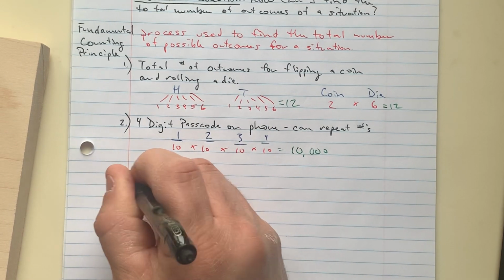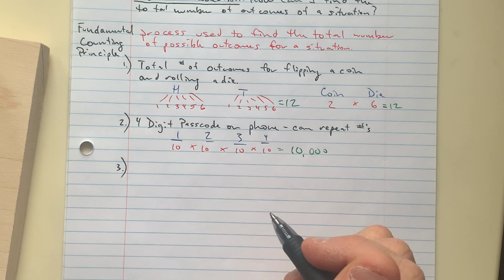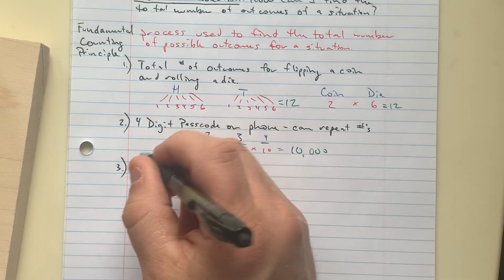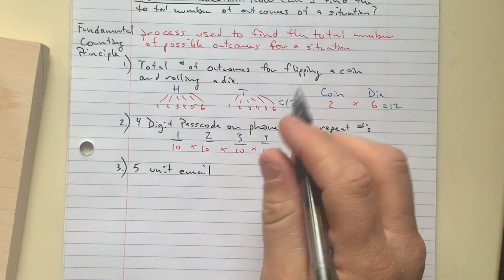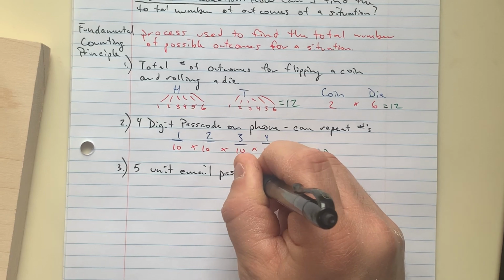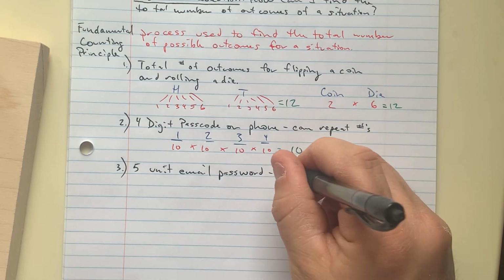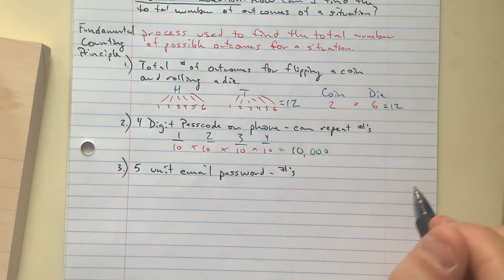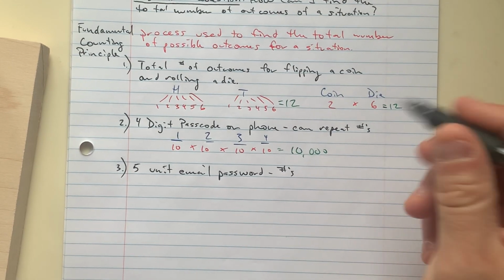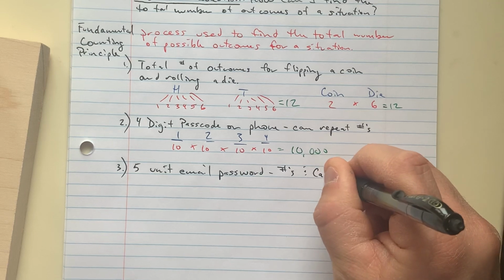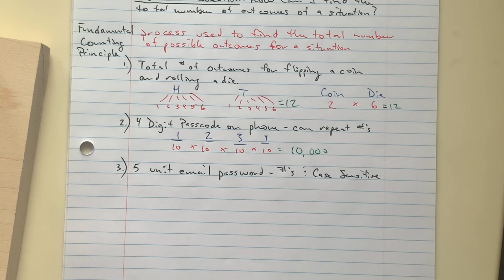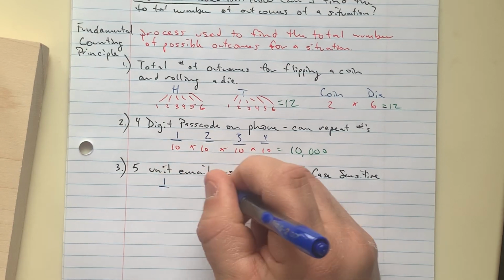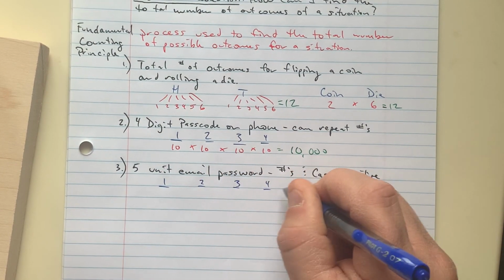Example 3. Let's see how many total outcomes there are for a 5-unit email password. Numbers, obviously we can use. They can be repeated. And it's case sensitive for your letters. What that means is you can use capital letters and lowercase letters. All right, so we have 5 different units. So our first spot, our second spot, third, fourth, and fifth.